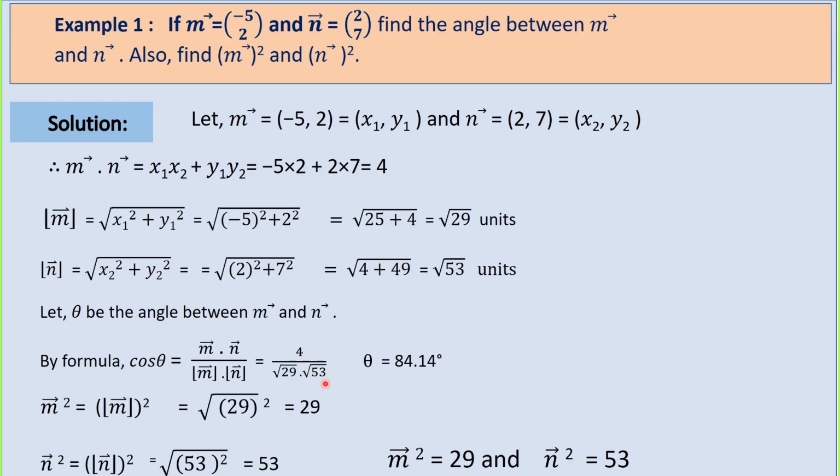So by simplification, we can write theta is equal to 84.14 degree. Again, we have to find square of vector m, that is equal to square of modulus of vector m, which can be written as 29, and square of vector n is equal to square of modulus of vector n, that can be written as 53. So finally we have the answer. This is the answer which is required.